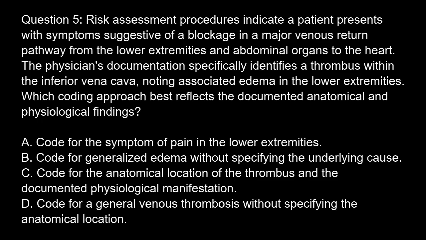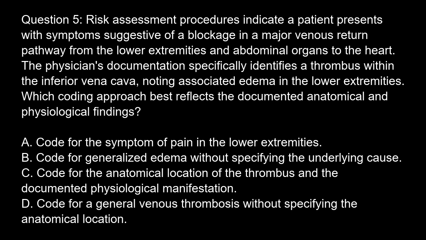Question 5. Risk assessment procedures indicate a patient presenting with symptoms suggestive of a blockage in a major venous return pathway from the lower extremities and abdominal organs to the heart. The physician's documentation specifically identifies a thrombus within the inferior vena cava, noting associated edema in the lower extremities. Which coding approach best reflects the documented anatomical and physiological findings?